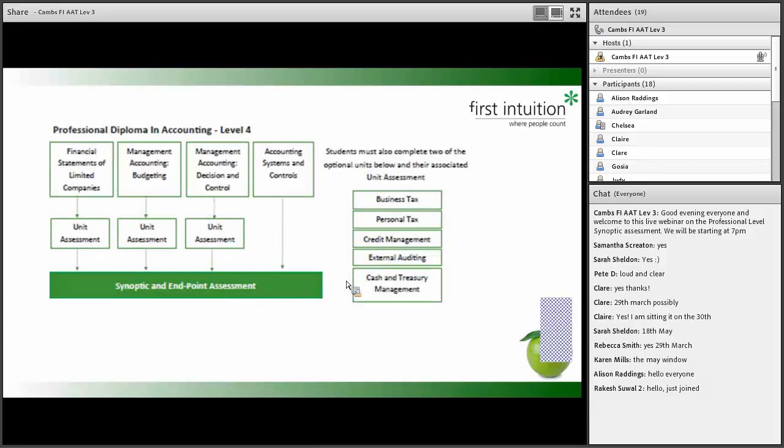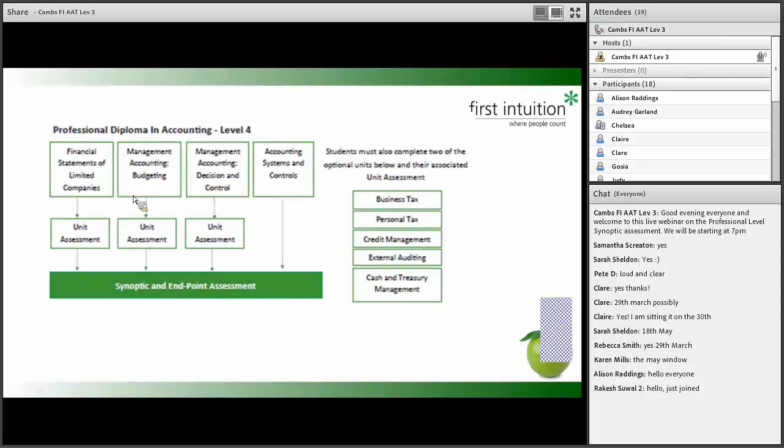Through this webinar, we're going to introduce the Level 4 Synoptic Assessment. We're going to have a look at what it's about, what's included in it, and hopefully I'm going to be able to help you with some guidance on how to prepare for your Synoptic Assessment when you come to sit it. So first of all, we'll just have a look at the Level 4 Professional Diploma in Accounting qualification.